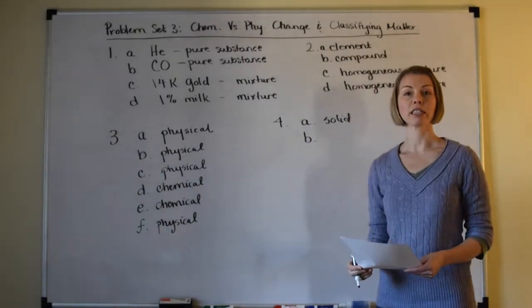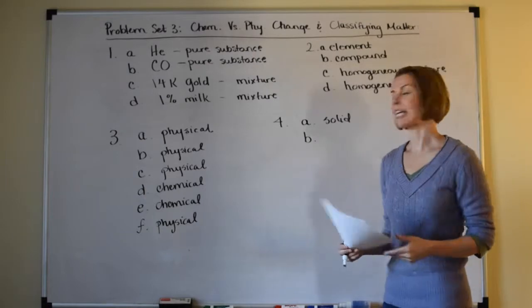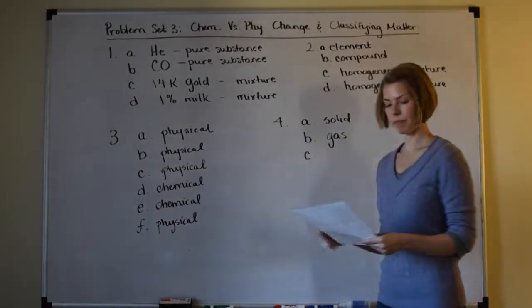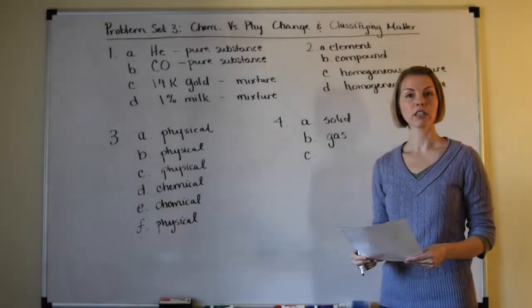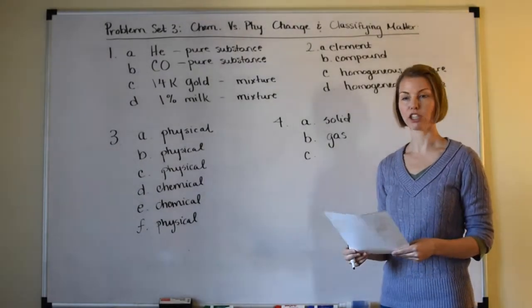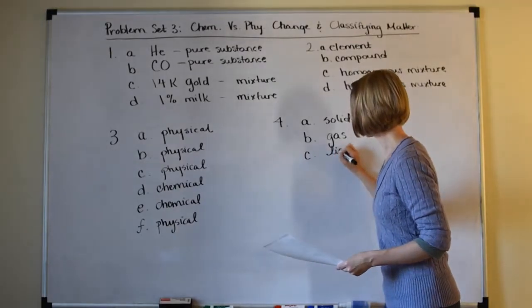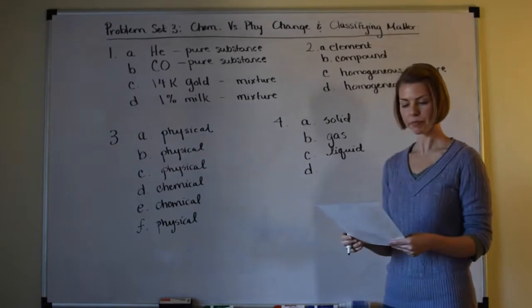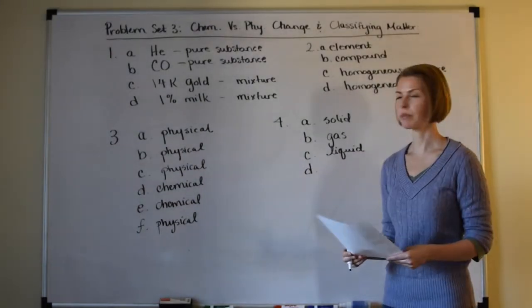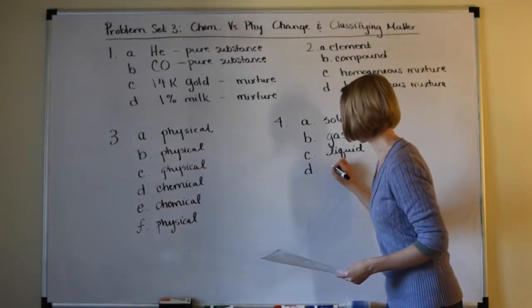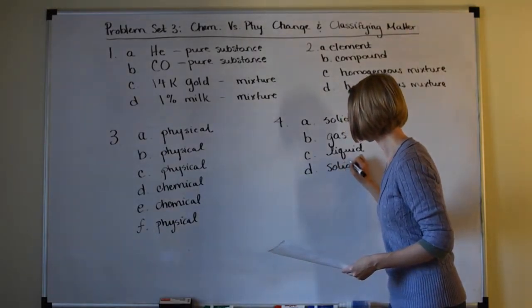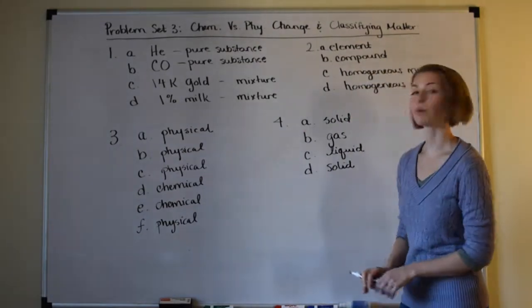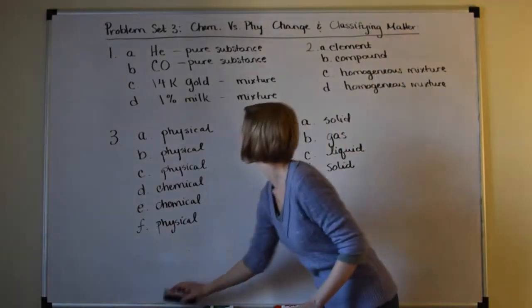It is definitely a solid, it's a crystalline solid. B, oxygen, it's in the air, it's a gas. C, water, at room temperature, atmospheric pressure, always a liquid. And D, sugar, table sugar, sucrose, is also a solid, a white crystalline solid. All right, let's erase here before we go on to number 5 so we have a little more room.